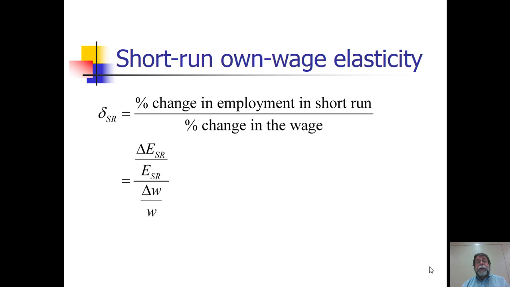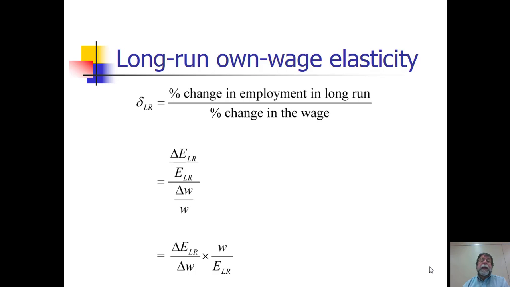We measure the percent change in the wage by the change in W over W times 100, which simplifies to this ratio. We take the ratio of the change in employment to the level divided by the change in the wage to the level of the wage. With a little bit of algebraic manipulation, we can write this as the ratio of the change in employment to the change in wage times the ratio of the wage to the level of employment in the short run. And this gives us a measure of elasticity at any point.